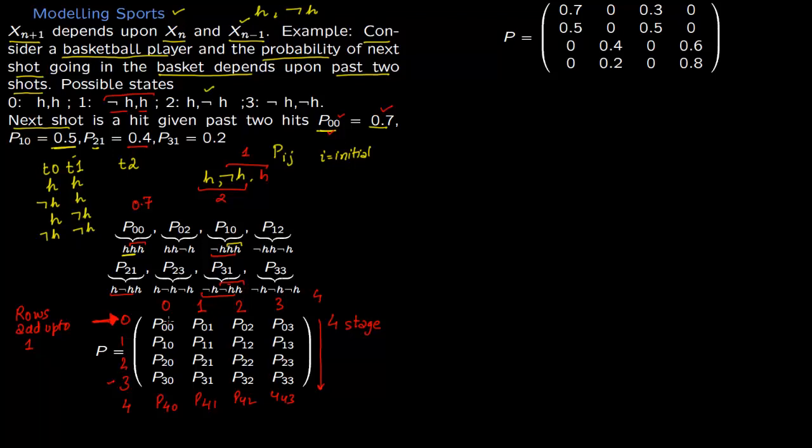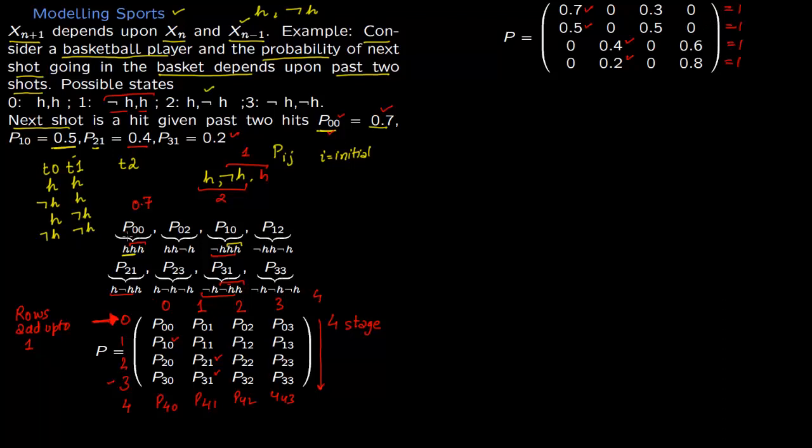So you are given P00 as 0.7, so you feed in 0.7 here. P10 is given to you as 0.5, feed in 0.5 here. Then you are given P21 as 0.4, you feed in 0.4, and you have P31 as 0.2, you feed in 0.2. Now these others we have to find out, because the sum has to add up to 1. So 0.7 plus 0.3 is 1, 0.5 plus 0.5 is 1, this is 1, and this is 1. But how do we assign these values? So let us assign these values.